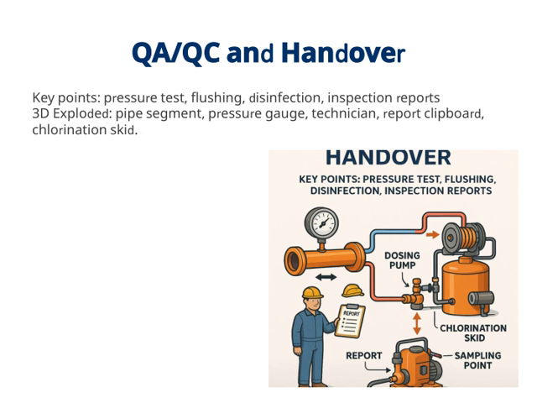These documents confirm that all tests and procedures have been completed successfully and meet our quality standards. If you look at the 3D exploded view, you can see key components like the pipe segment, pressure gauge, technician, report clipboard, and chlorination skid. All of these elements work together during the QA/QC process to ensure a reliable, safe handover. This phase ties back to our overall goal of delivering a robust and safe infrastructure, emphasizing the importance of thorough testing and documentation before the system is handed over for operational use.